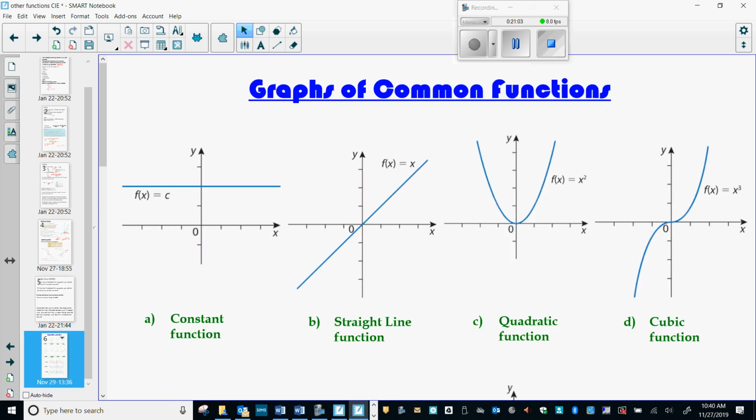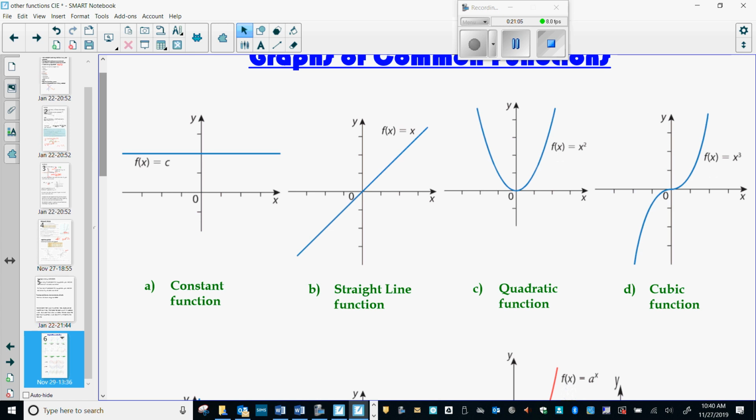Graphs of common functions. I thought this was a nice little summary. Okay, so if you've got y equals any number, okay, so y equals 7, 6, -2, -7.9, it would always be a horizontal line, we know that. Straight line, this is your basic y equals x. Obviously, we know most of them are y equals mx plus c. This is your basic x squared, so it goes through the point 0, 0. Your basic x cubed.